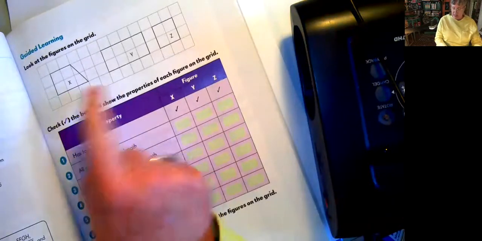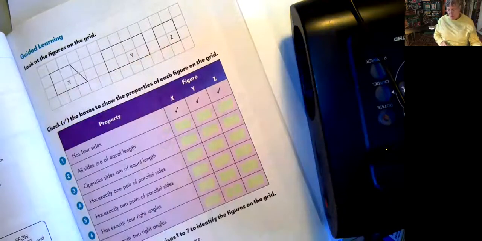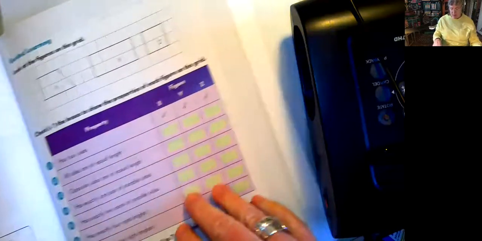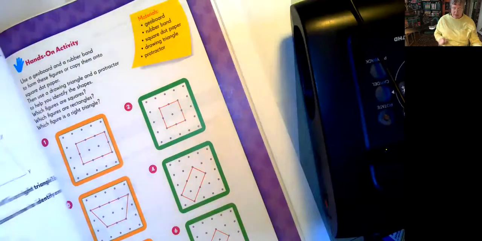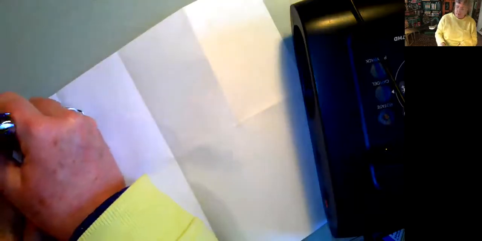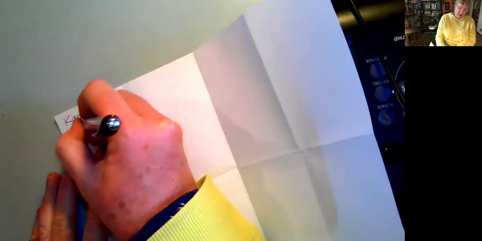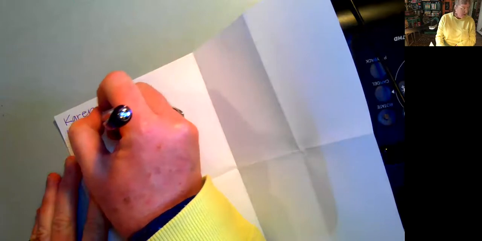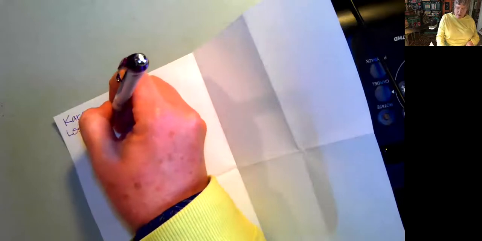Okay, so we're going to look at the figures on the grid. So we're going to look at X, Y, and Z. And let's make this chart on our paper. Okay, we have enough room to make that chart. We'll do it at the first chunk of our paper. So let's go ahead and write our name at the top. And we're doing lesson number, what did we say this was? Ooh, 11.1.